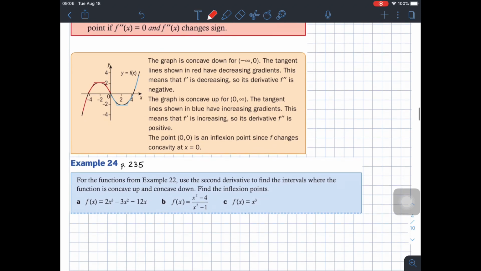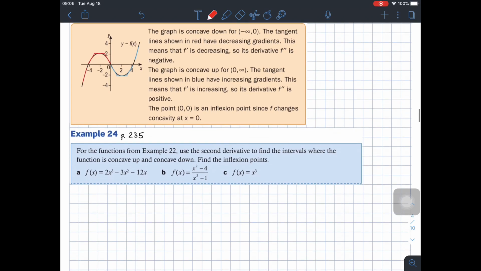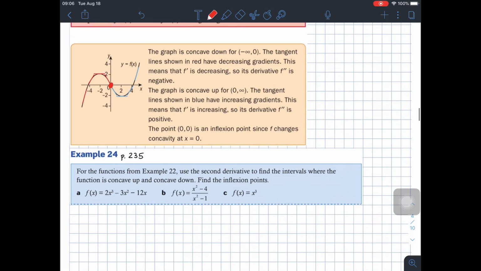Then it says, the graph is concave up from 0 to infinity, the blue part, right? The tangent lines shown in blue have increasing gradients. This means that f prime is increasing, so its derivative, f prime prime, is positive. The point 0, 0 is an inflection point since f changes the concavity at x equals 0. So you see that this point over here, 0, 0, is a point where the graph changes its concavity. From bending down, it changes and starts bending up, right? So that point, 0, 0, is what we call an inflection point.